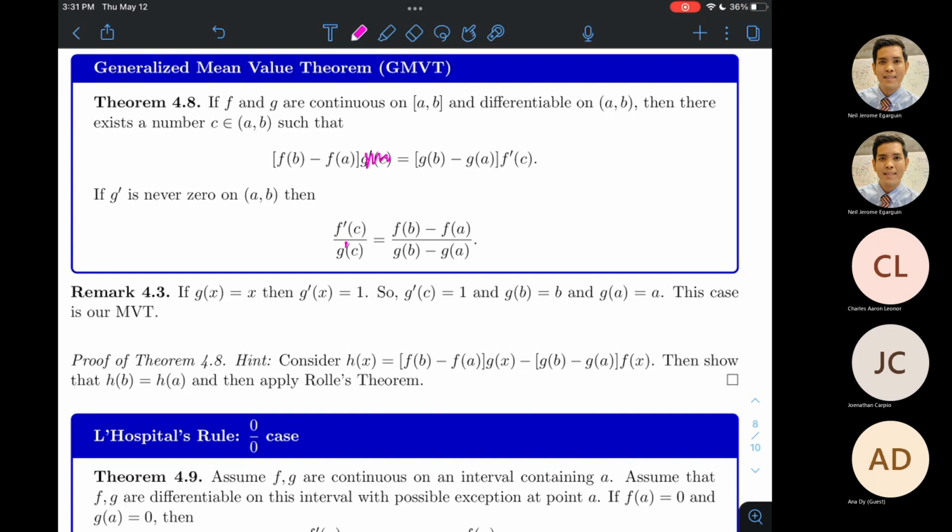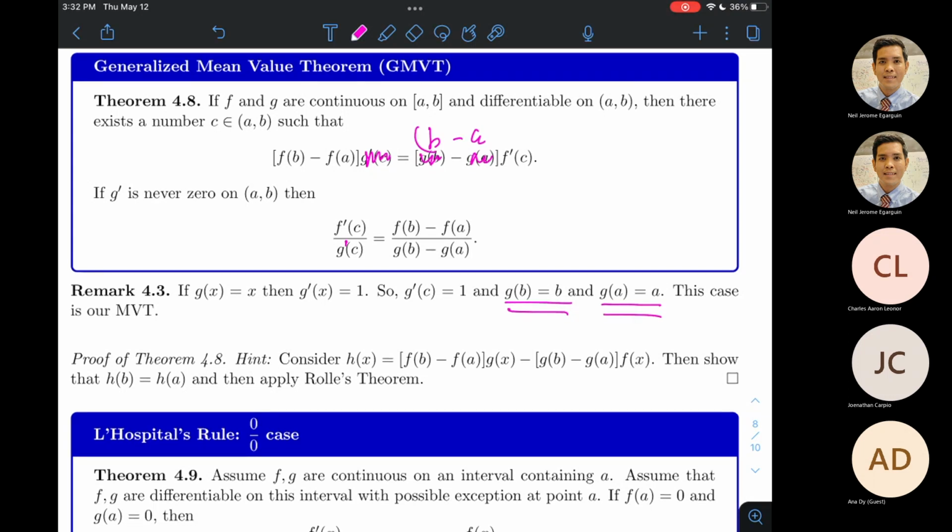So wala na siyang effect sa multiplication. Tapos ano pa nga ba? Well, si g of x ay equal kay x. So ibig sabihin si g of b ay equal kay b at si g of a ay equal kay a. So this guy becomes b, this guy becomes a. So we have b minus a on the right side. And once we divide both sides by b minus a, makukuha natin, f prime of c equals f of b minus f of a all over b minus a. Okay? So kaya specific case ng GMVT ang MVT.